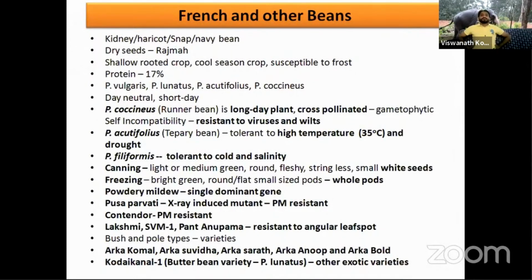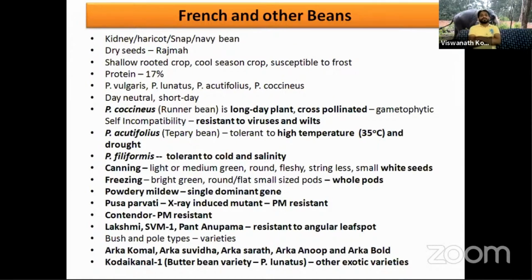So French and other beans. The dry seeds of French bean are called rajma, a popular vegetable in North India. It's a shallow-rooted, cool season crop, but susceptible to frost. And there are 4 species of French bean and the allied beans.